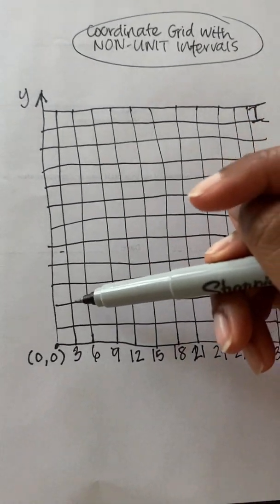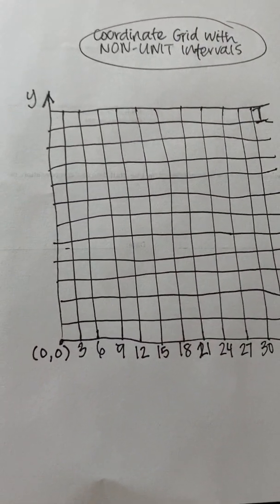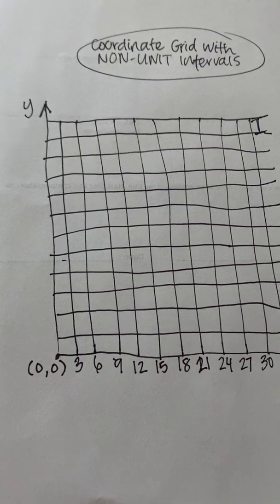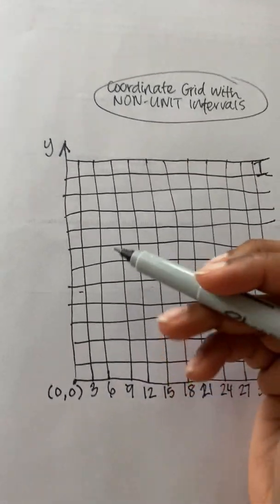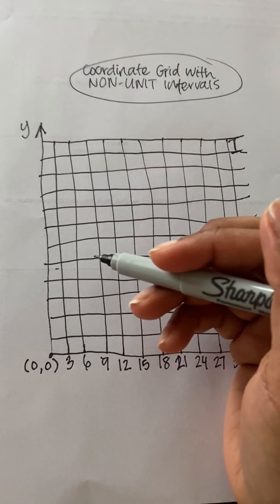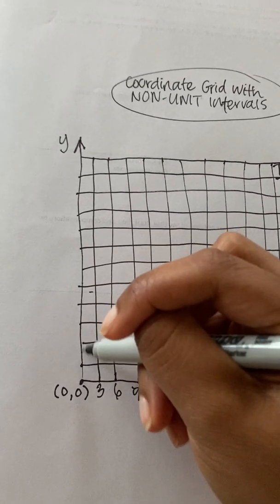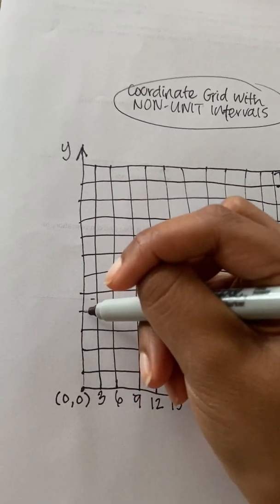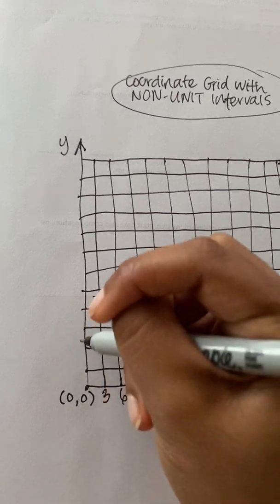Now I'm going to think of a different interval for the y-axis, okay? Now for this interval, I want to do an interval that's less than 1. So I'm going to do an interval of half. That means every time I go to a new line, I'm going to skip count by a half. Okay, so I can do this.